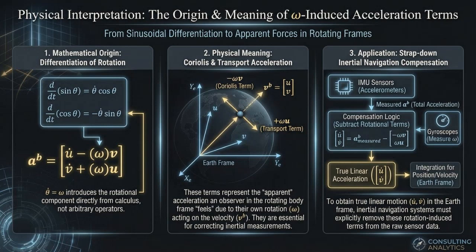What is the physical meaning of the omega terms in the equations? These omega-related terms come from differentiating sine and cosine functions, not from any abstract mathematical operator. The terms minus omega v and omega u represent transport acceleration, seen by a rotating observer. They appear because the vehicle-fixed frame is rotating with the vehicle. Sensors mounted on the vehicle naturally measure these extra effects. To obtain the true motion of the vehicle in the Earth frame, inertial measurement systems must compensate for these apparent forces.